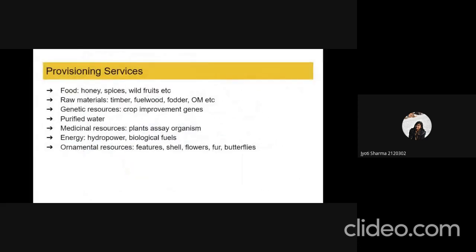Okay, so we have provisioning services, such as we get food, we get raw material, we get genetic resources, we get purified water, medicinal resources, energy, ornamental resources. All of this we get from the ecosystem, or let's say from any forest. So if we don't conserve it, we will not have the provisioning services that are provided by the forest or the ecosystem. Okay, so this was the provisioning services.